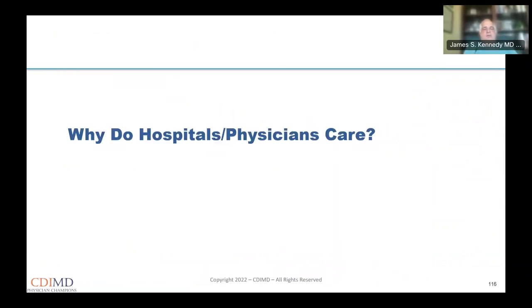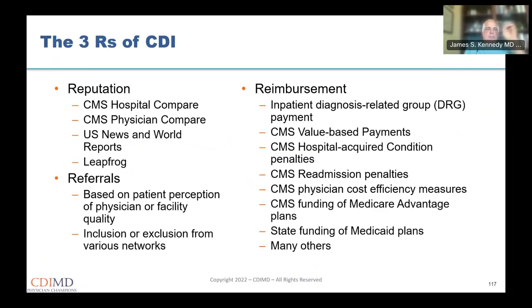So why do hospitals and physicians care about CDI? Why is it that they are hiring you? Why is there a demand for what you know? Well, this has to do with what I call the 3 R's of CDI: reputation, referrals, reimbursement. The reputation has to do with the quality of the hospital, which is being posted upon various websites. The Medicare Hospital Compare, Medicare Physician Compare, U.S. News and World Reports, Leapfrog.